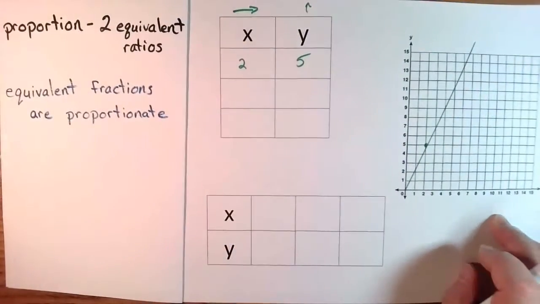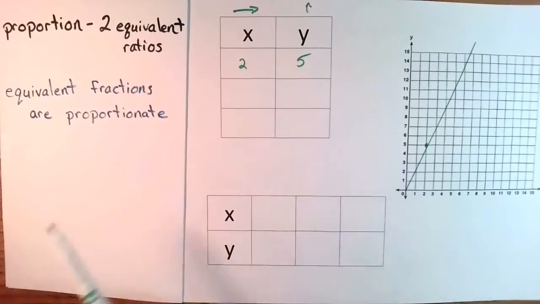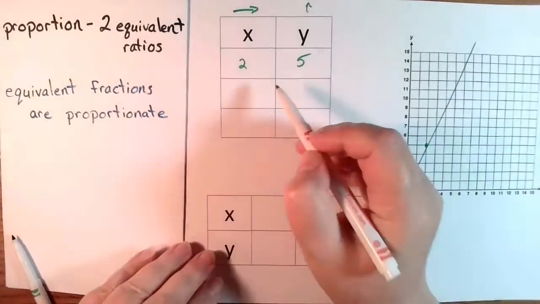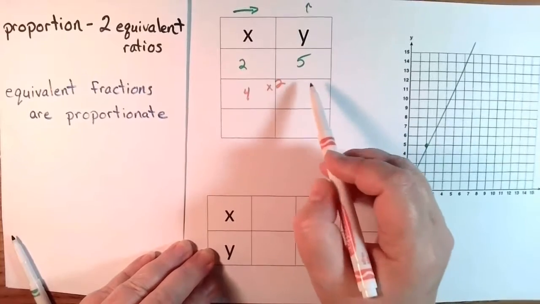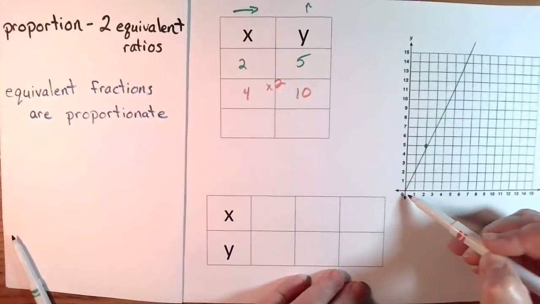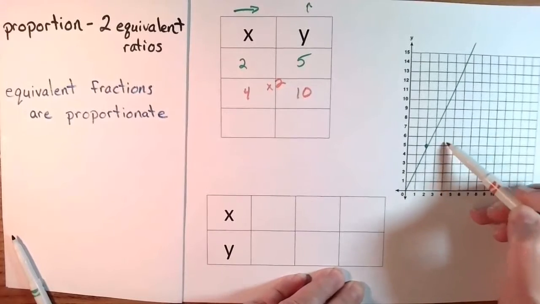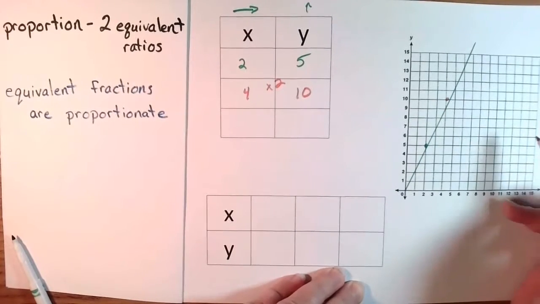So let's see if we can have something proportionate. So to get from 2 to 5, the next one, we can multiply it by 2. 2 times 2 is 4. 5 times 2 is 10. So 4, 10 would be our next one. So we would run over 4 and jump up 10. And this is where it should be, 4 to 10.